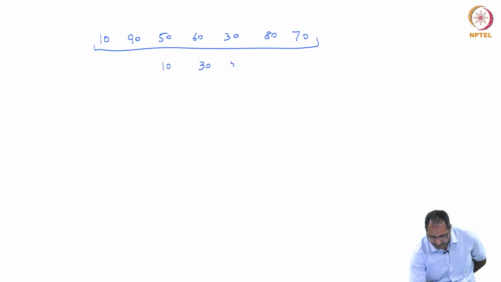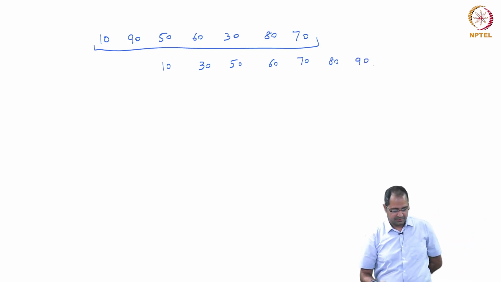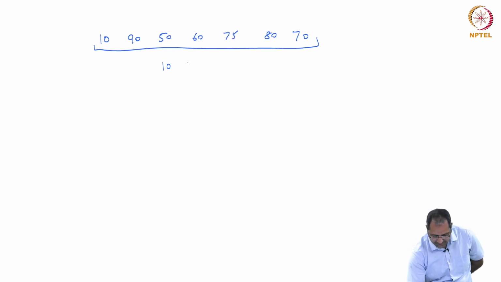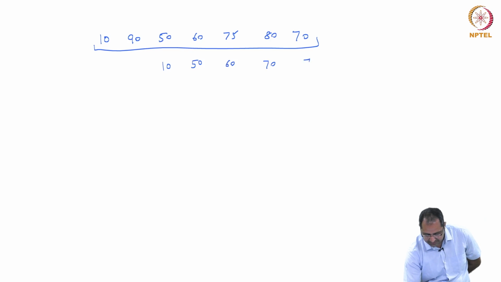30, 50, 60, 70, 80, 90. Or let me change this 30 to 75. So 10, 50, 60, 70, 75, 80, 90.